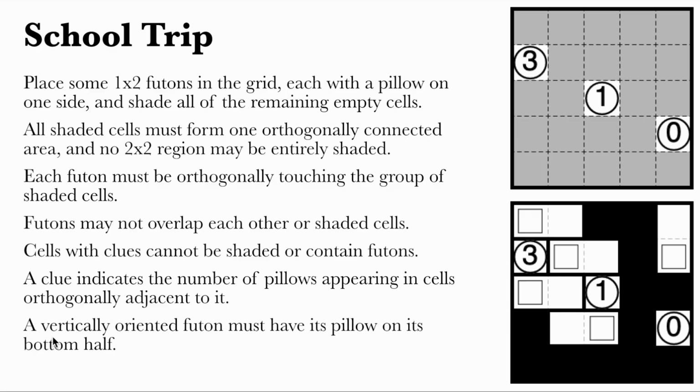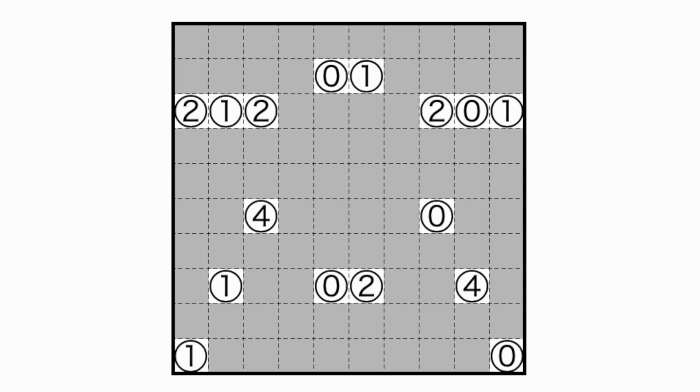And a vertically oriented futon must have its pillow on its bottom half. So this is one of the rare puzzles where the orientation of the puzzle matters, because we're saying that this domino could not have the pillow in the top half by the rules. If the futon is horizontal, then the pillow could be on either side of it. Those are the rules of School Trip, so it's time to solve a puzzle. Today's School Trip puzzle was set by Shye.